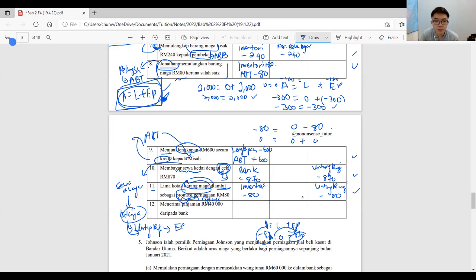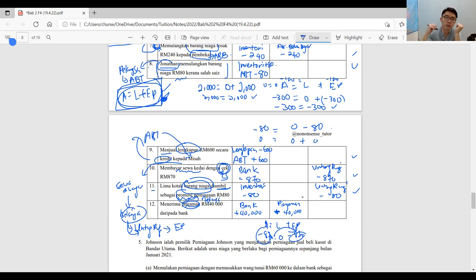All right, 12. Menerima pinjaman. Pinjaman is a big, easy term. When you see pinjaman, straight away you know this is a liability. So your pinjaman will add RM40,000. Add, not times. Now, when you pinjam duit, think, what is the other thing that akan bertambah? What will you receive? When you pinjam money, the bank will give you money. And when the bank gives you money, meaning I dapat duit. So in my bank account, my money will bertambah. Therefore, in the asset, your bank akan tambah 40,000.